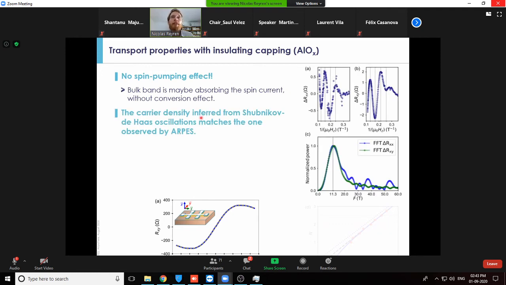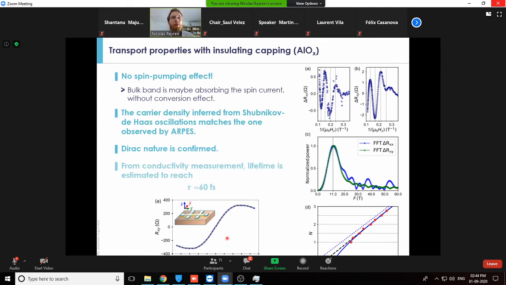But the carrier density that we can infer from the high mobility band, due to the Shubnikov-de Haas oscillations, corresponds to the surface states that we observe by ARPES. So somehow we can check that indeed these surface states survive, especially if you look also at the position of the maxima and minima as a function of 1 over the field, we find something that is corresponding to Dirac type carriers. So it really corresponds to the Dirac cone. The problem is that we have this shunting of the effect by the bulk band.